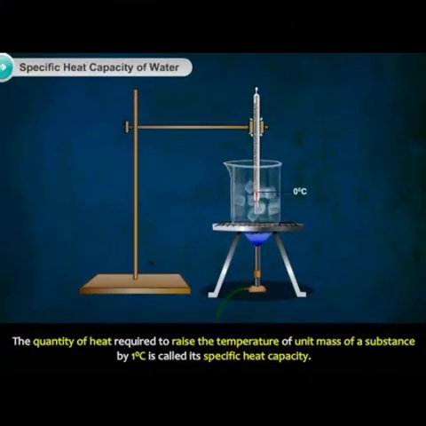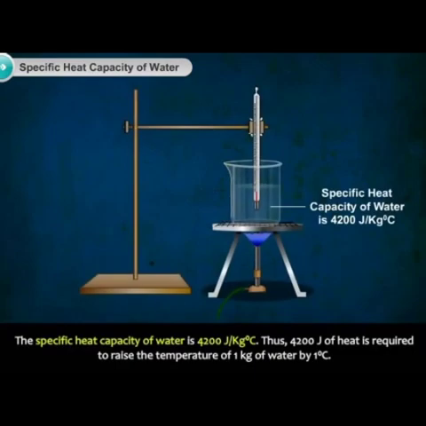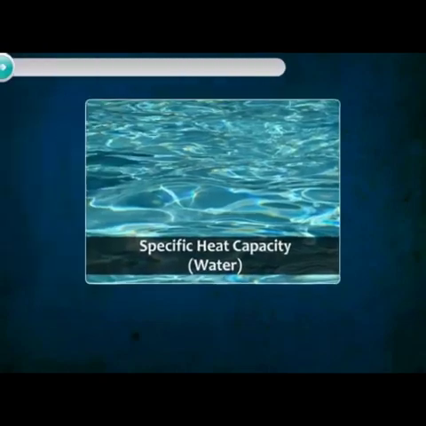The quantity of heat required to raise the temperature of unit mass of a substance by 1 degree Celsius is called its specific heat capacity. The specific heat capacity of water is 4200 joule per kilogram degree Celsius. Thus, 4200 joule of heat is required to raise the temperature of 1 kilogram of water by 1 degree Celsius.